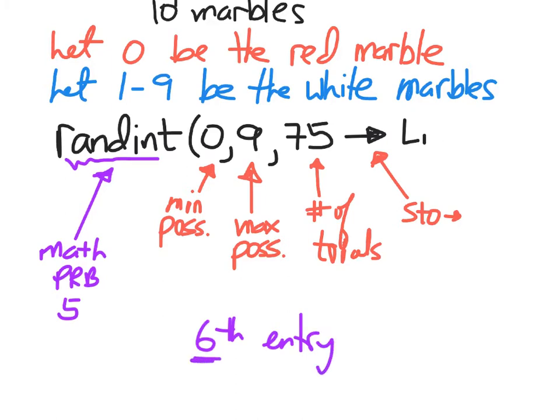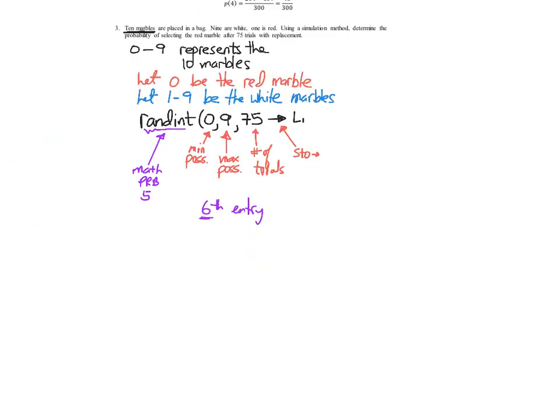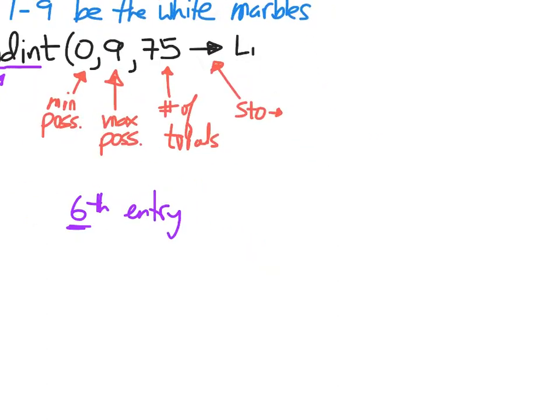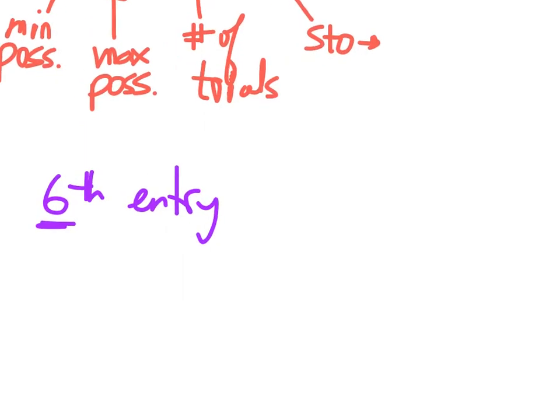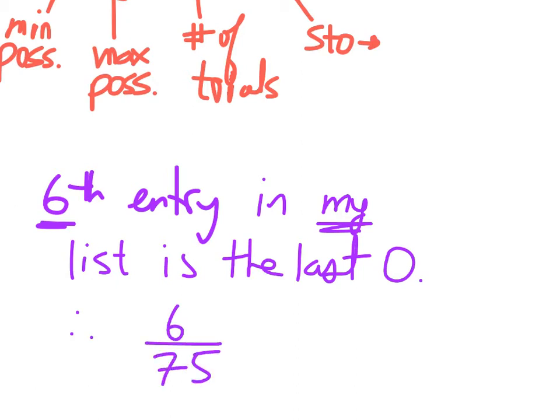For you, it could be something else. So you wouldn't write 6th if yours is like the 8th entry. The 6th entry in my list is the last 0. Therefore, I have 6 out of 75 as the experimental probability.